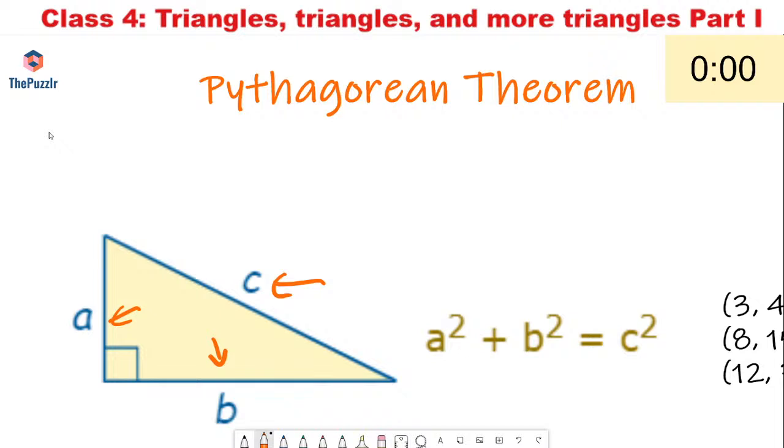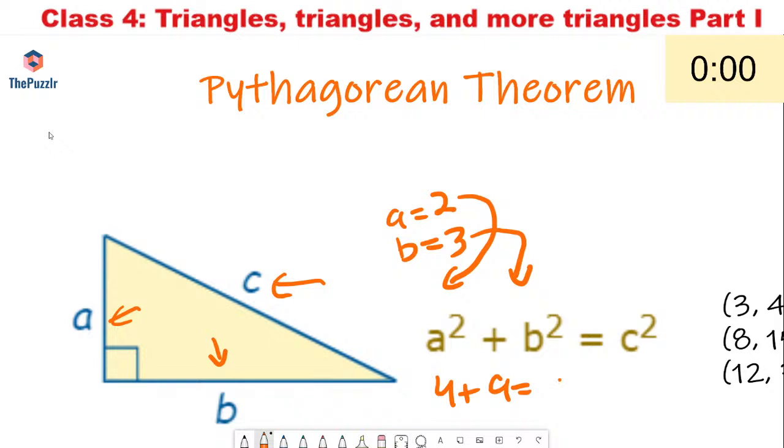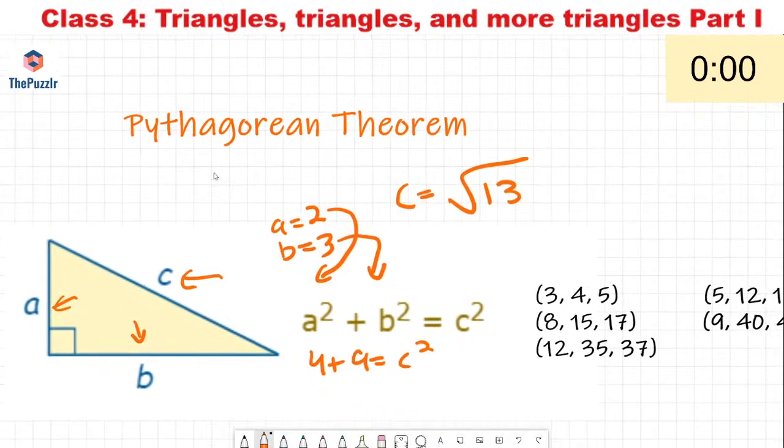So if I were to plug in a random value for a, let's say a equals 2, b equals 3. Now if I want this to be a right triangle, we can figure out the value of c. Let's plug in 2 for a and 3 for b. We get 4 plus 9 equals c squared, or that c is equal to square root of 13. So that gives us a square root, and most of the time it is a square root, except when it's not.